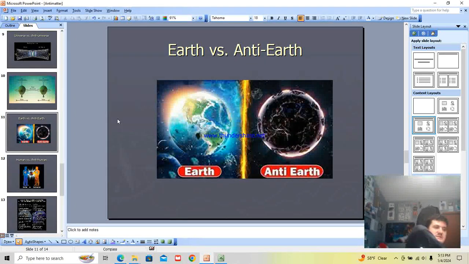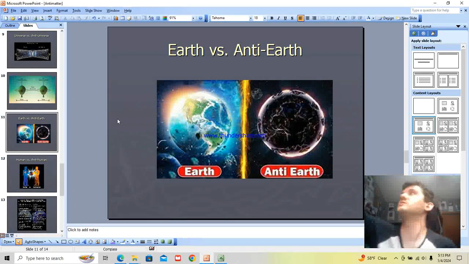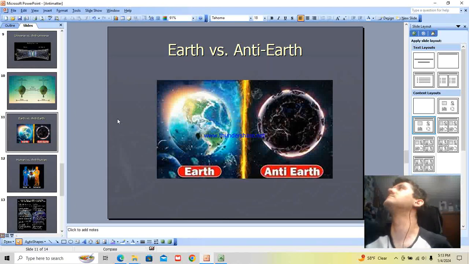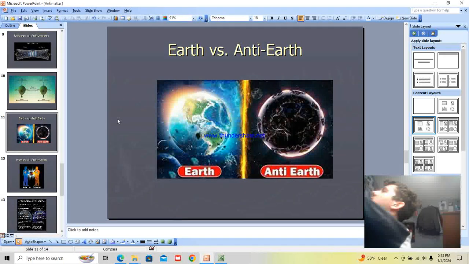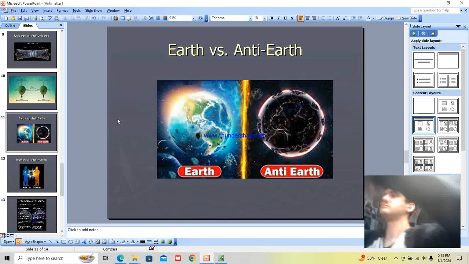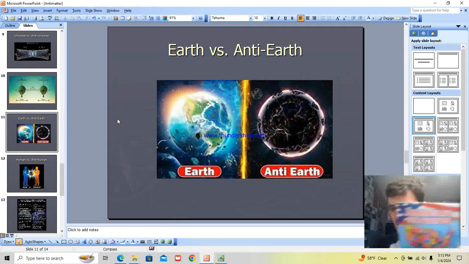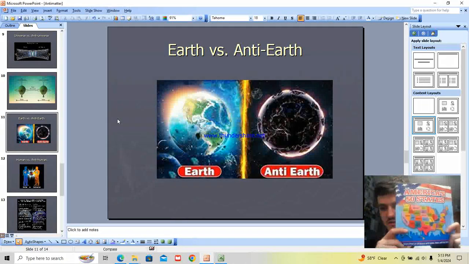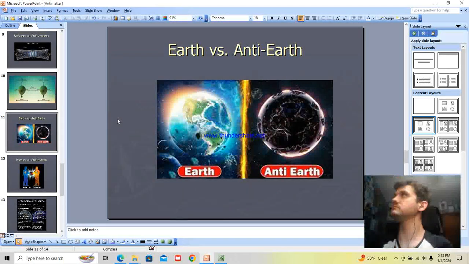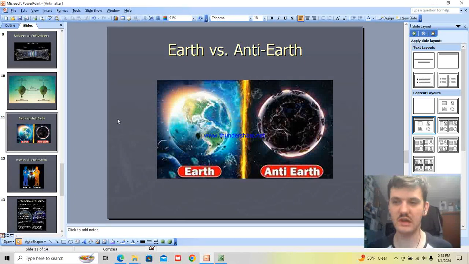I live in the United States of America. What would an antimatter U.S. look like? I live in the U.S. What would an antimatter United States look like? I guess it would look different, though.